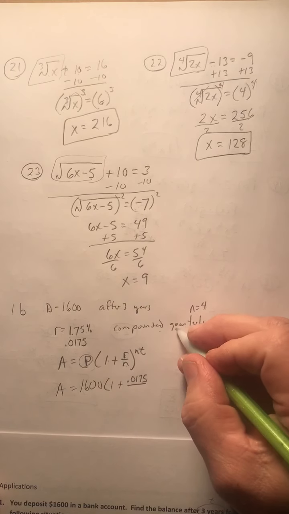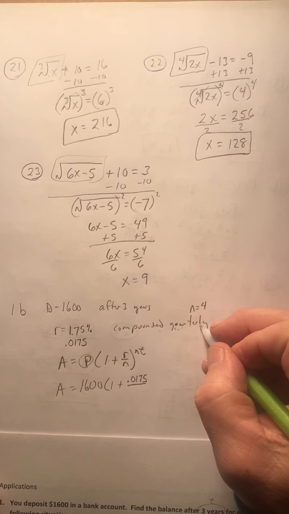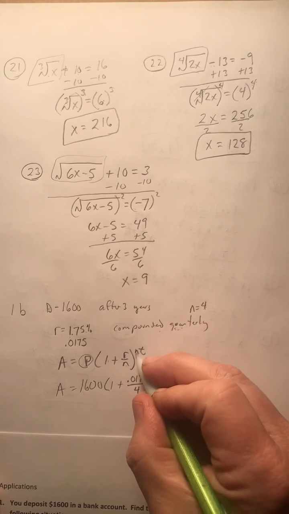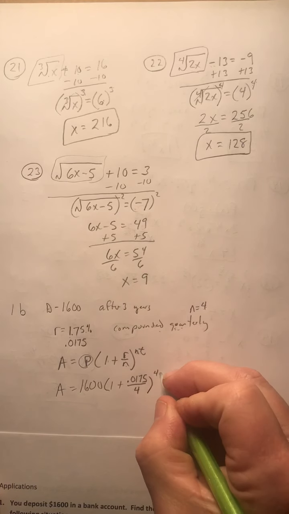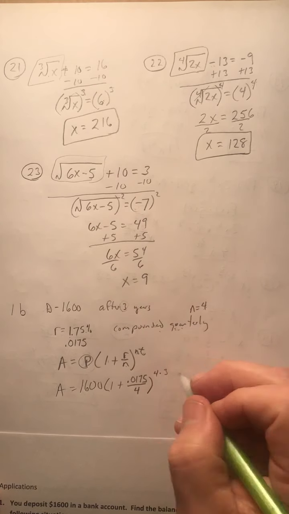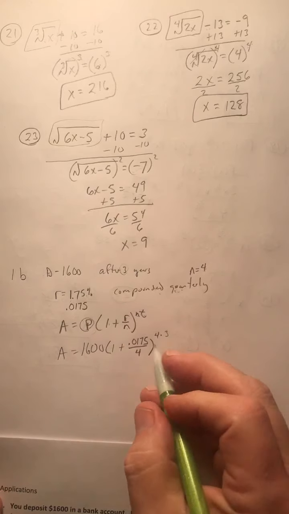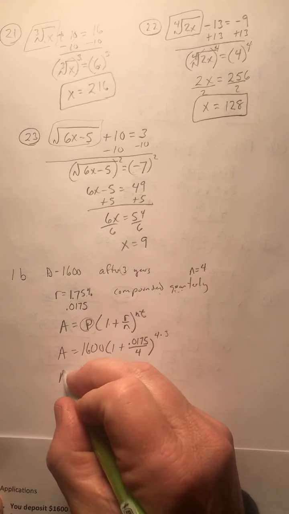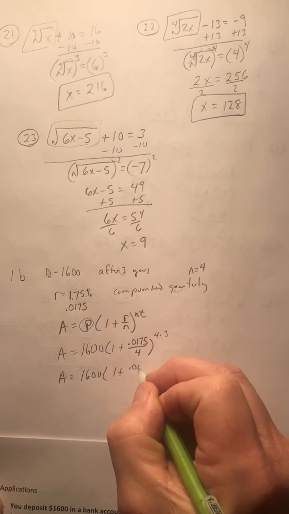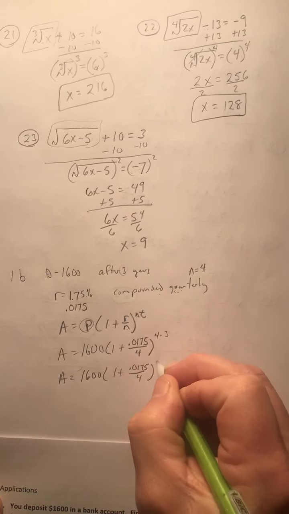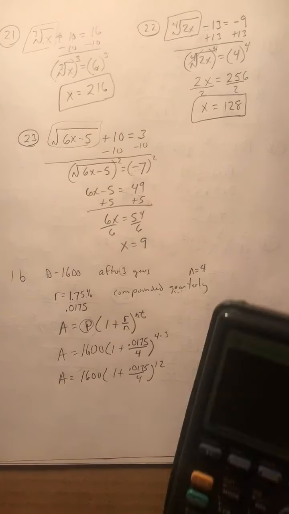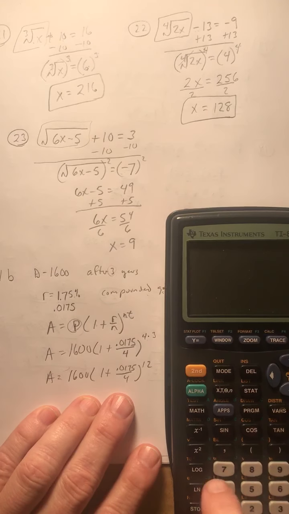Think of a quarterly as being like $1. How many quarters are there in $1? Well, there are 4. So that means N is 4, and that's the NT power. So it's going to be 4 times T, and T is the time in years, and that's 3. So that is our equation. The only thing we could do is clean that up, and we would make it A equals 1,600 times 1 plus 0.0175 over 4 to the 12th power. And then I would break out the calculator. So just put it in the calculator and go backwards in here.